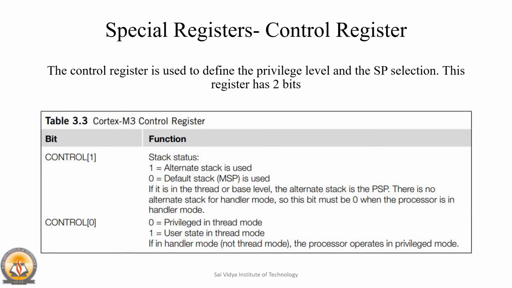Another way to change this bit is to change the bit 2 of the link register when the exception return takes place. So next is the CONTROL[0] bit. It is writable only in the privileged mode. Once in user state, the only way to switch back to the privileged state is to trigger an interrupt and change this in the exception handler.